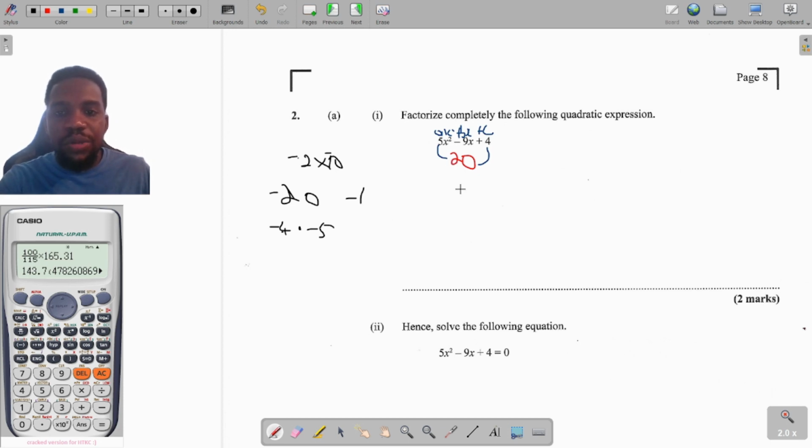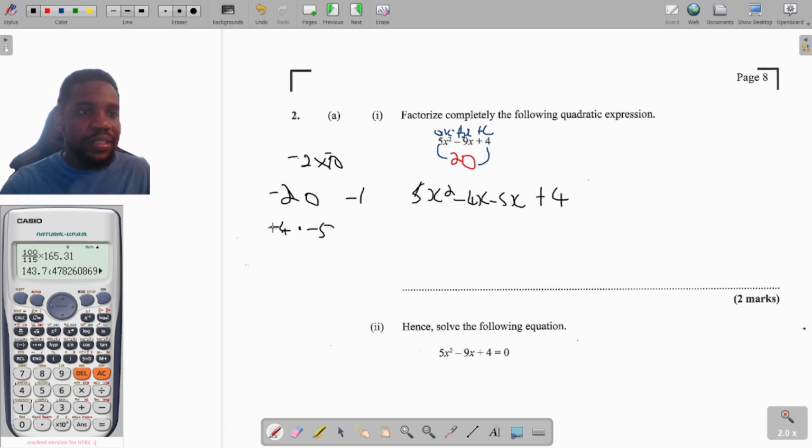Now, what do I use these numbers to do? Of course, the first two terms remain the same. So you're going to have your 5x squared, and you're going to have your plus 4. That will always remain the same. These two numbers will now come in the middle to rewrite my negative 9, which means it doesn't change. So I'm going to have minus 4x minus 5x. This is still negative 9. Why is this so important? Because now I have 4 terms, so to factorize, we can simply pair them off.